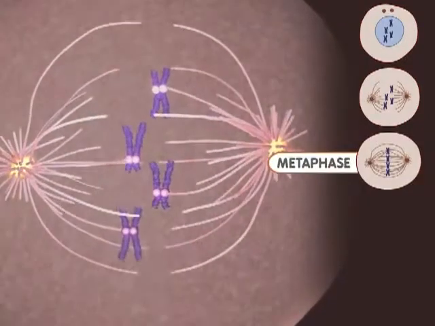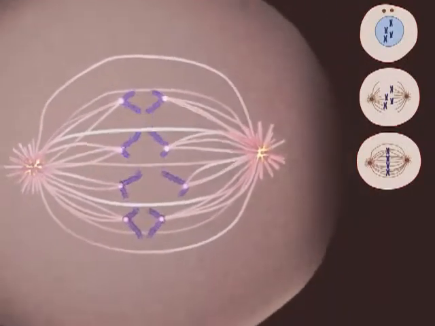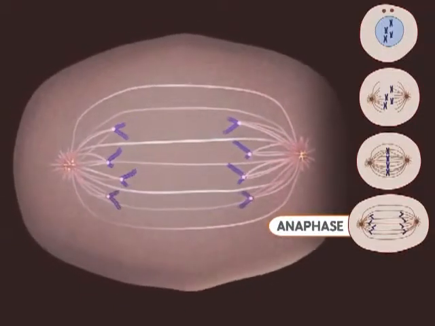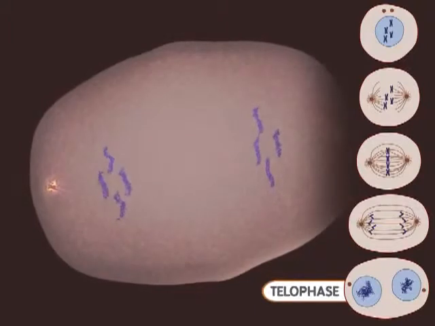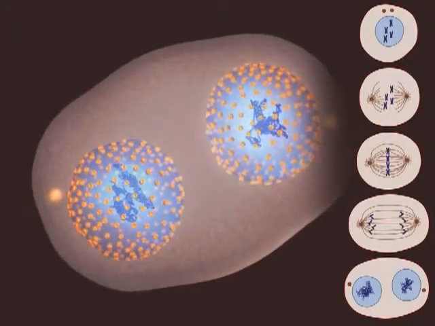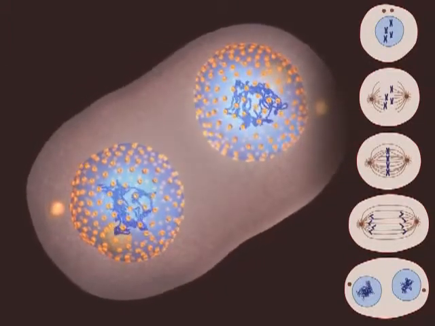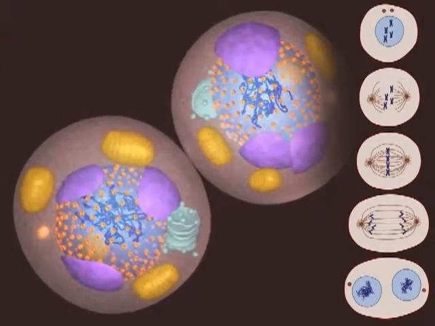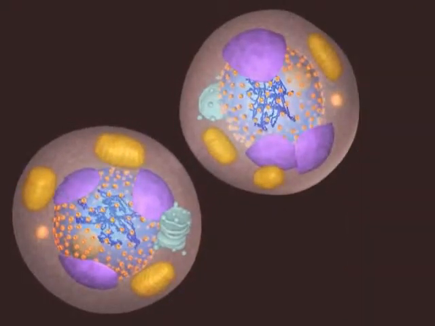Metaphase occurs when the chromosomes are aligned at the center of the cell. During anaphase, the chromosomes are moving apart. The telophase stage is marked by the appearance of new nuclear membranes. This is the end of mitosis. Finally, the splitting of the cell occurs during cytokinesis. The two new cells are now ready to grow and perform their specialized functions.